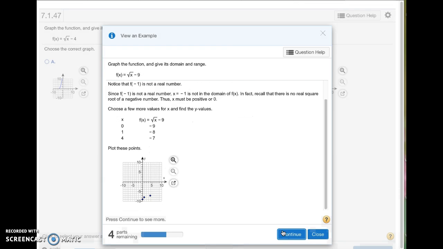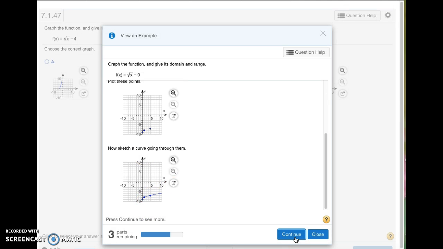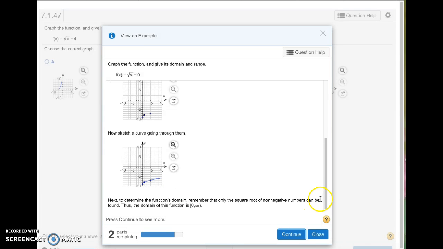You can plot these 3 coordinates on your graph, because each one has an x value and a y value. Plot them on your coordinates. Once you do that, you connect them and you get a curve. After you get that curve, excellent. Now you know which option to select, but you also have to give the function its domain along with its range.